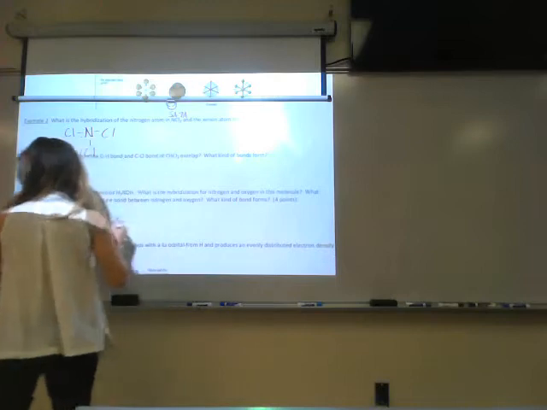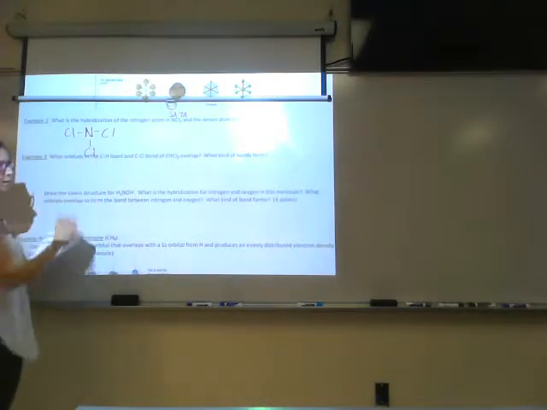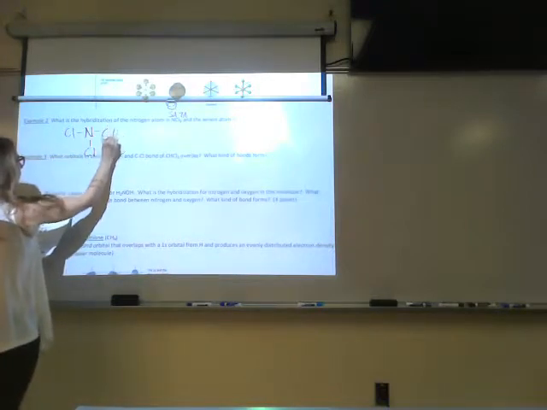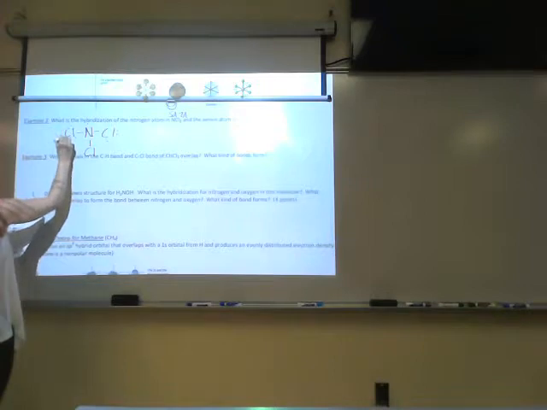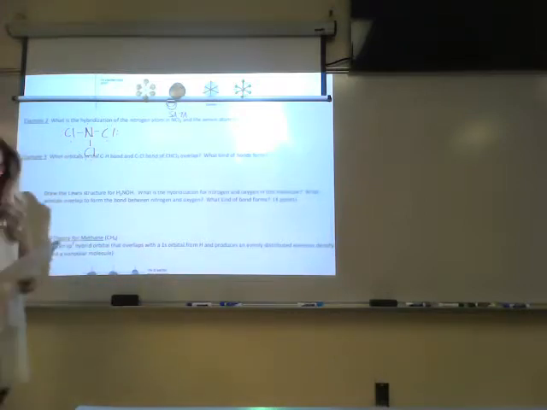Nitrogen is in 5A, chlorine is in 7A. 5 plus 21 is what? 26. Right? Okay. 2, 4, 6, 8, 10, 12, 14, 16, 18, 20, 22, 24, 26. So there's your Lewis structure for NCl3.